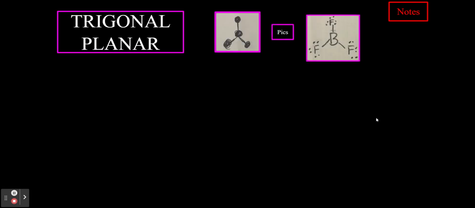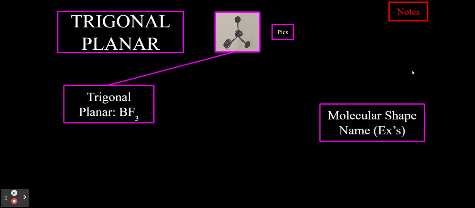Trigonal planar, the classic trigonal planar molecule, which has a trigonal planar electron geometry and molecular shape, is boron trifluoride.